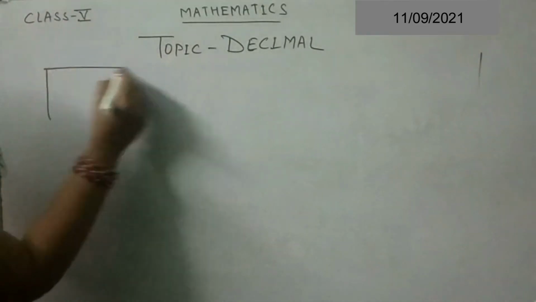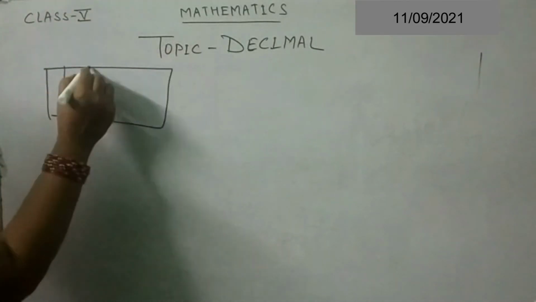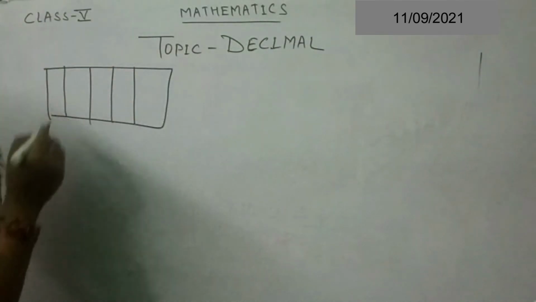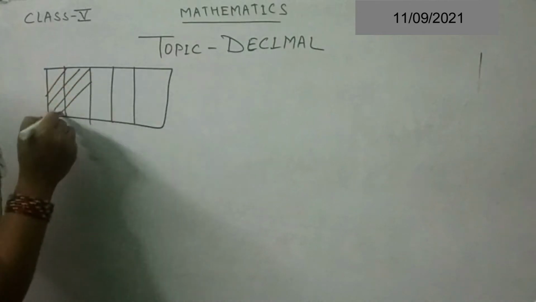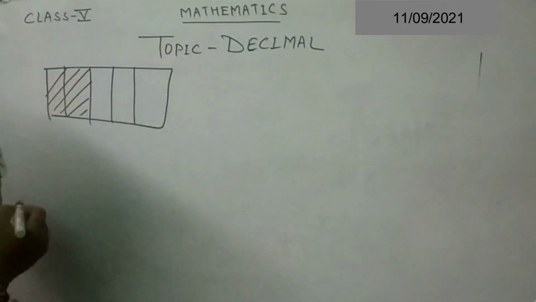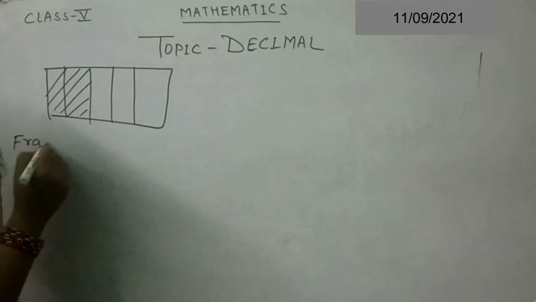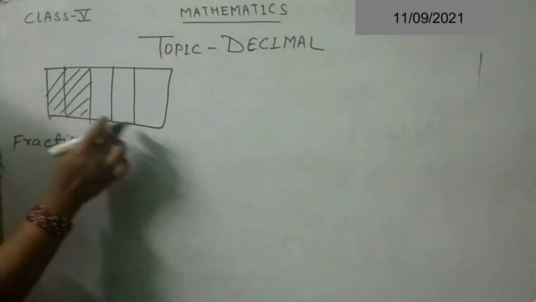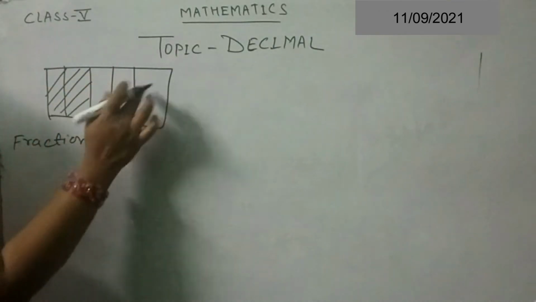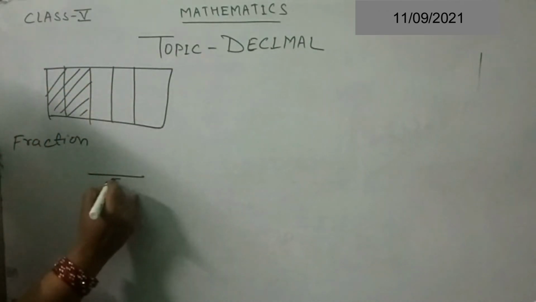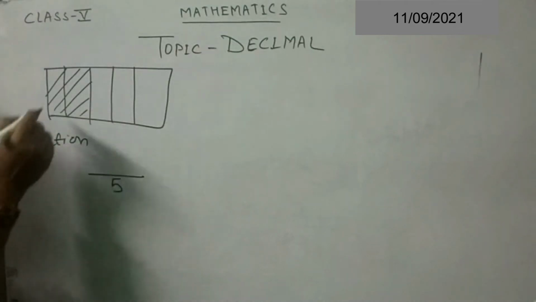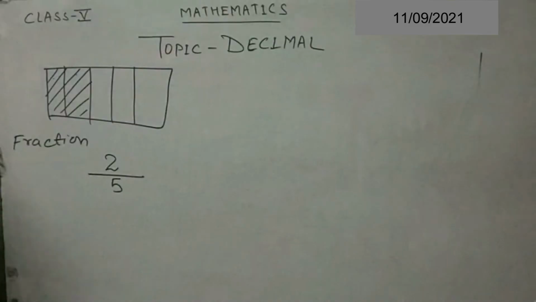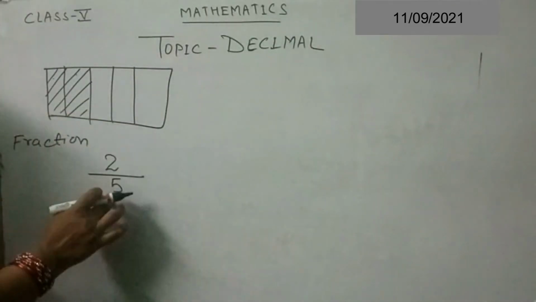See here, before I explain this one: 1, 2, 3, 4, 5, the total number of parts is 5. Suppose I shaded these two parts. So how do we write it as a fraction? First count the boxes: 1, 2, 3, 4, 5. In the denominator you write the total number of boxes, and in the numerator the shaded boxes, which is 2. Now the fraction is 2 by 5.